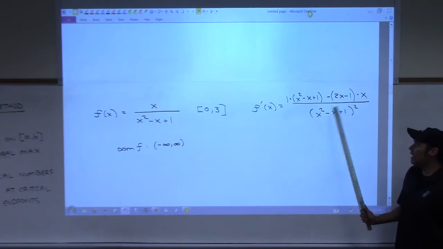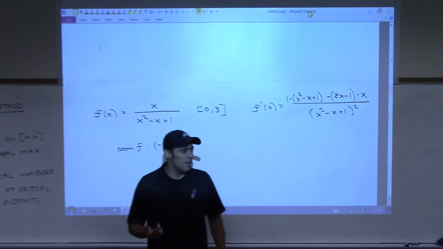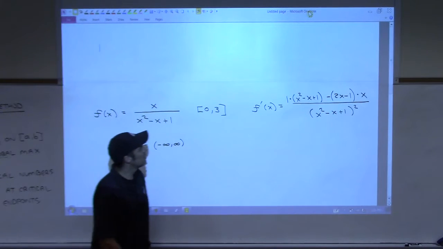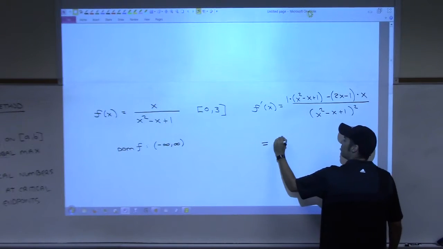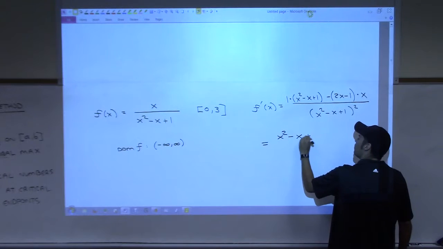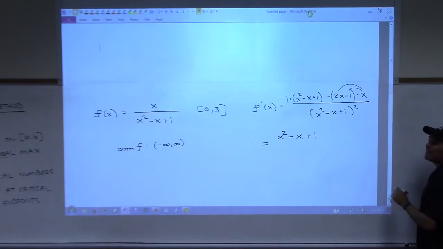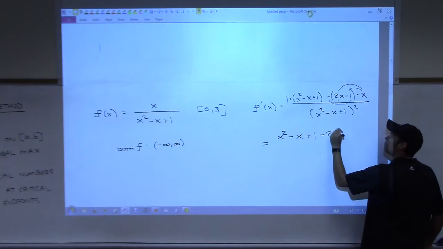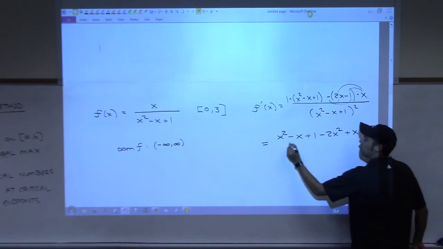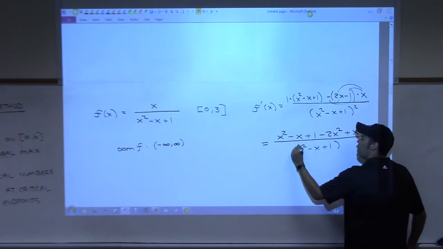Before, I need to actually clean this up now. The reason I need to clean it up is because I'm going to have to set it equal to 0, and so I need it to be as nice looking as possible. So let me continue. I'm not going to do my closed interval method yet until I get a prettier version of this. The 1 doesn't really need to be there, right? I can just distribute the 1 through. I can distribute the x through here and the negative through also, right? So what would that be? Minus 2x squared plus x, all over x squared minus x plus 1, that quantity squared.